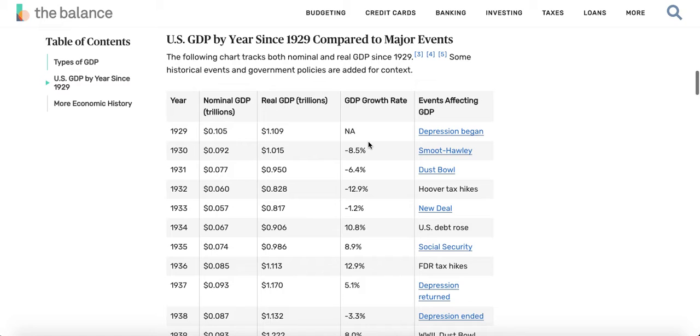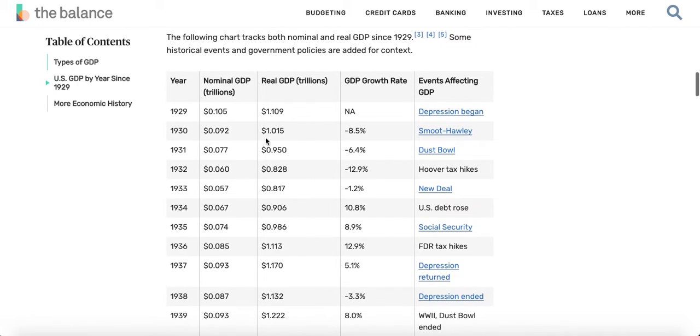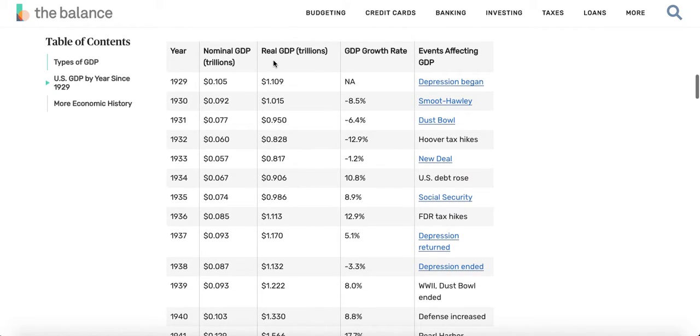So here's a table. We'll be looking at real GDP instead of nominal. That's all. It's just more accurate. It says it's not applicable here, right? So how do you look at this chart?